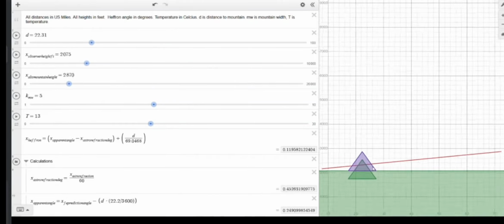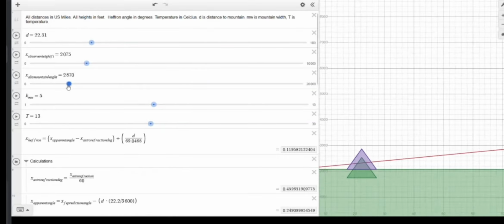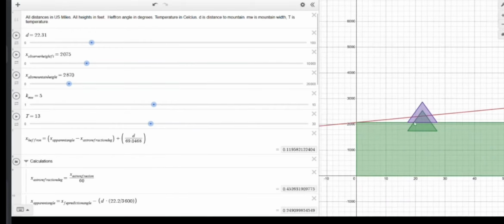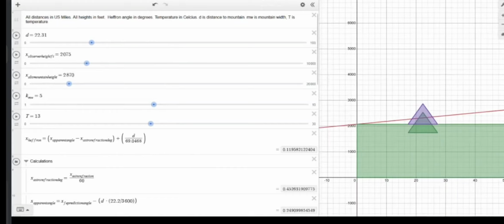So you're saying that this matches his observations? Because right here, it's feet. You've got to do feet. I'm doing it in feet. This is 2,075 feet and 2,870 feet. Okay, hold on. Which peak is this? This is Blodgett Peak. Okay, so the Blodgett Peak observer elevation in feet is 6,808. You've got it in meters.